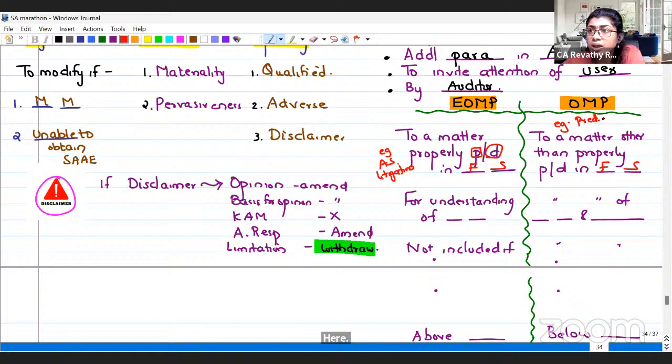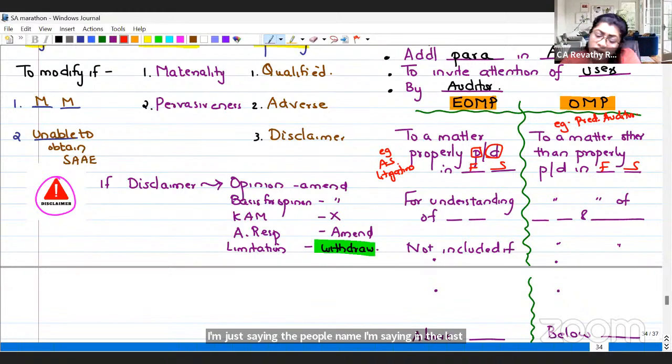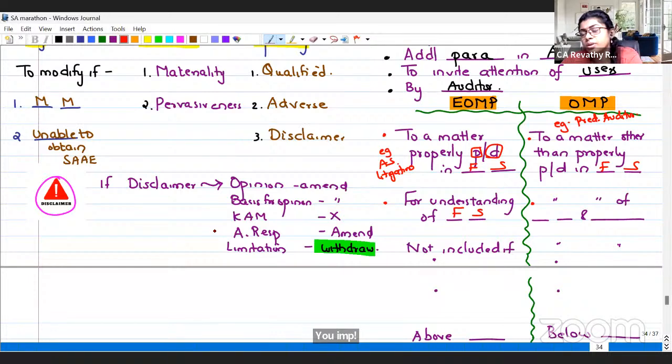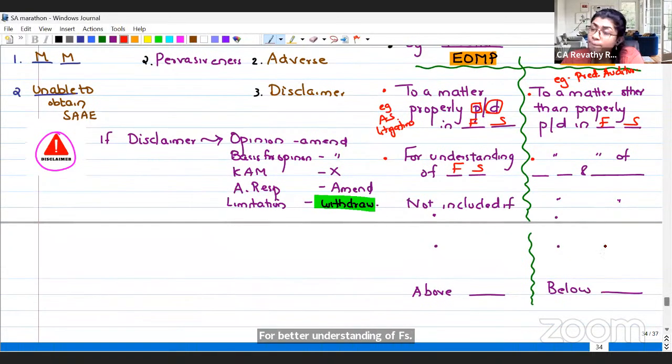Predecessor auditor CA Global. Subsidiary company auditor CA Nakshatra. I'm just saying the people's names. Why are you saying UMP? For better understanding of FS. Why are you saying OMP? Why am I saying last year's auditor CA Global? To clarify the audit report or my responsibility. Oh, if there is any issue in last year, go and catch him. I don't know.